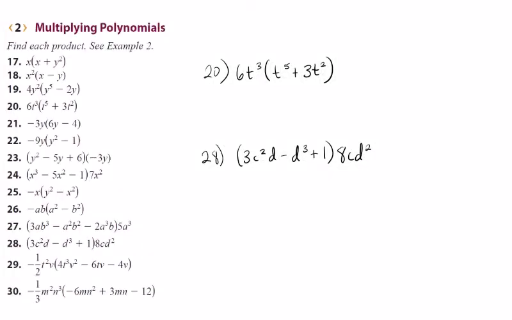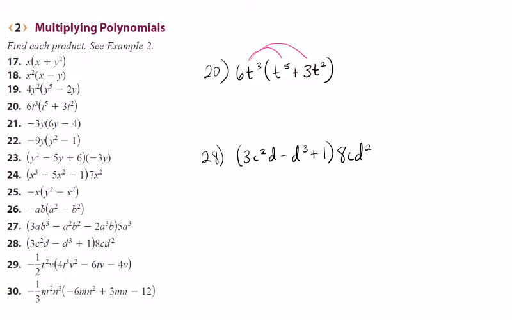In these examples, we're multiplying monomials by binomials and trinomials. So let's start with number 20. Here we have a monomial, 6t cubed, multiplied by a binomial, t to the fifth plus 3t squared. All right, so really we're just going to use the distributive property, right? We're going to multiply the monomial times each term in the binomial.